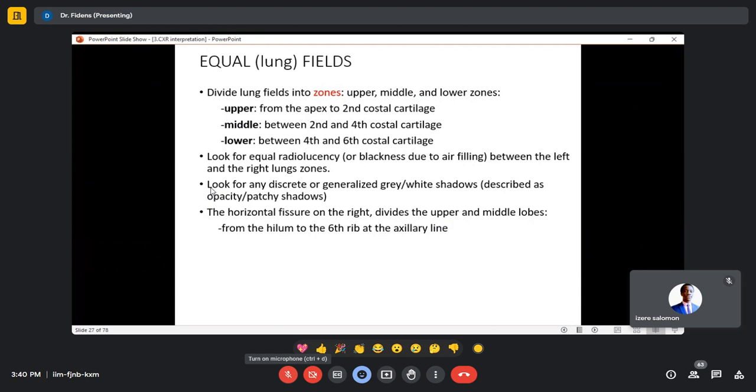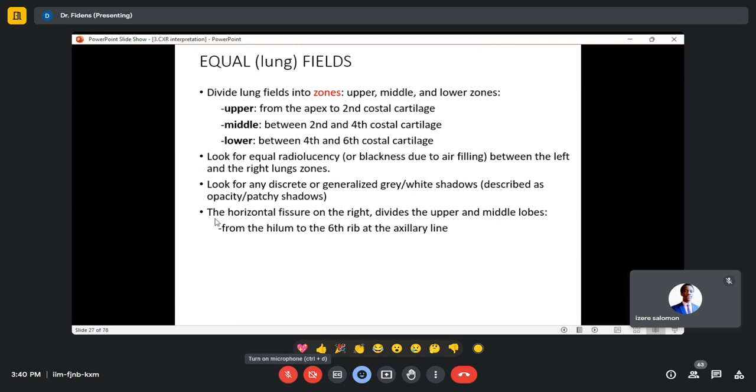Look for any discrete or generalized gray-white shadow, opacity. Normally, patchy opacity. It's a term that is a descriptor. Patchy means an opacity that is irregular, not sharp. It is called patchy opacity. You should remember this term because we use it frequently.